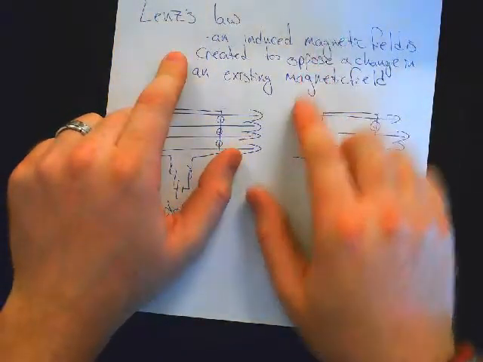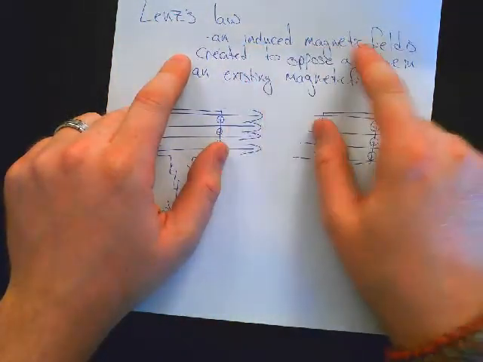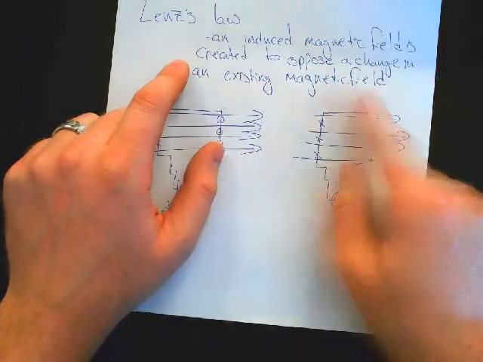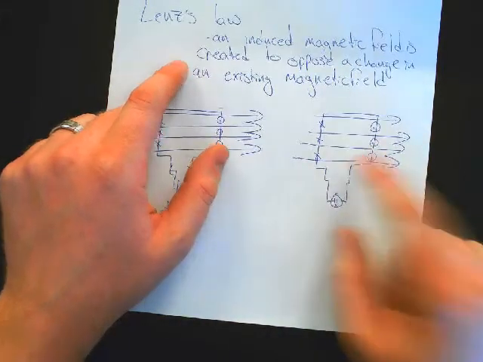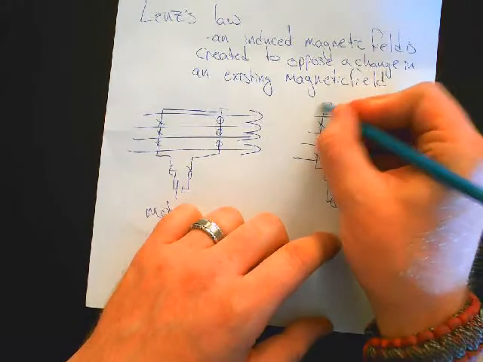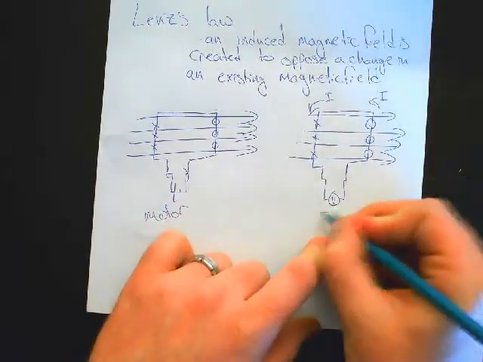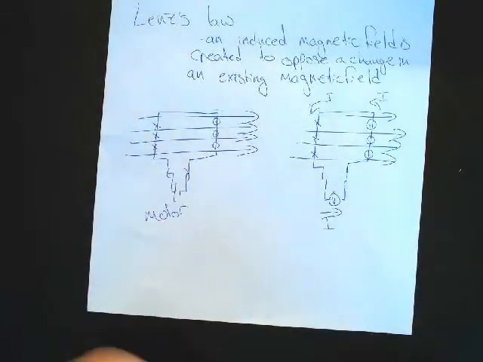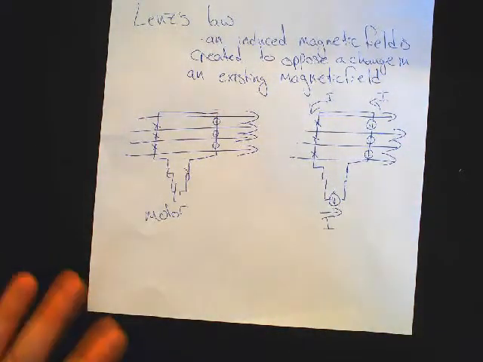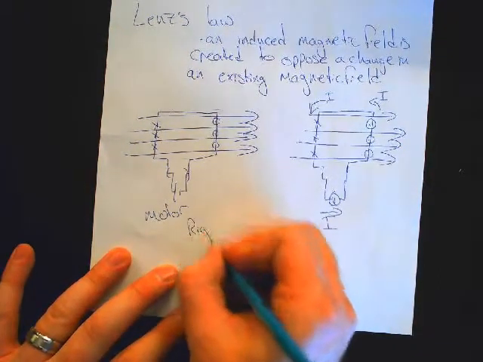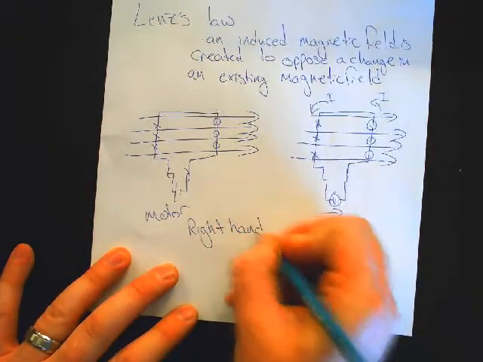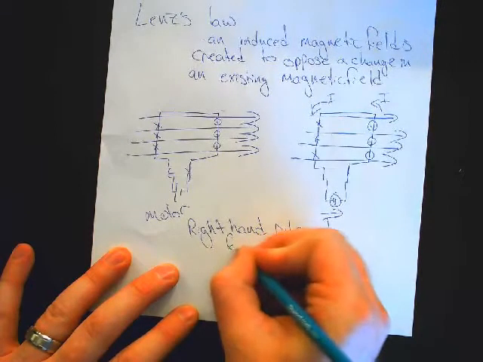Lenz's law indicates that it has to be created to oppose a change in the existing magnetic field. So actually, it's going to go the other way. So current's going to be created in the opposite direction. And to demonstrate this, or rather to predict this, we can use the right-hand rule for induction.